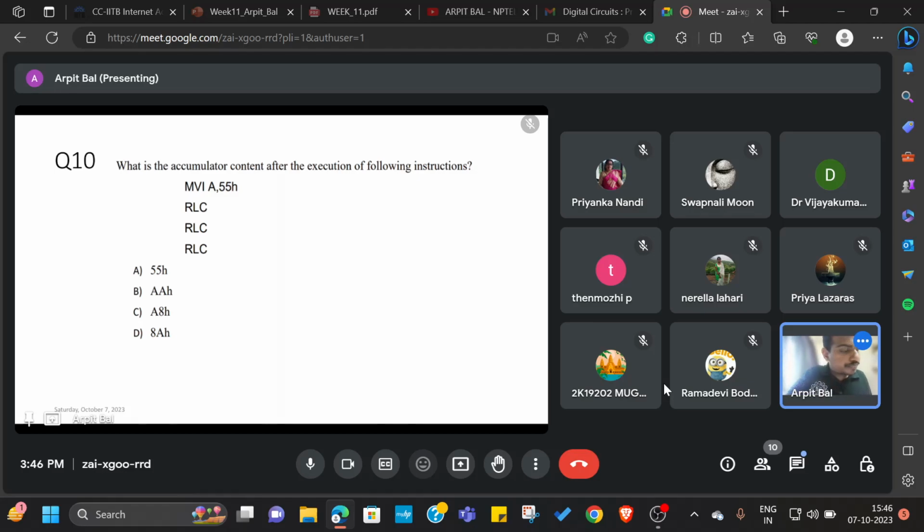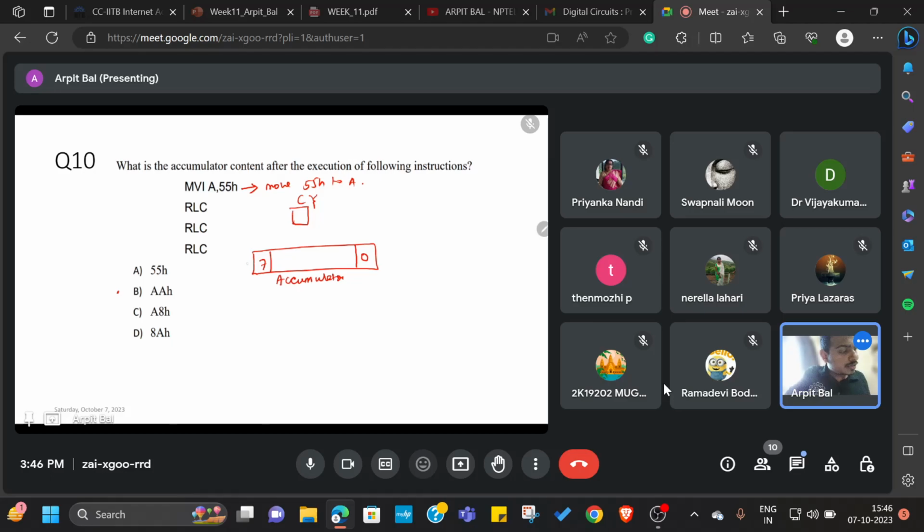Okay, so let me write what each instruction does. MVI A means move 55H to A. Then we have something called RLC. So for the RLC instruction, this is my accumulator, this is the 7th bit, and this is my carry flag. RLC means rotate accumulator left. Okay, so we got one answer, B.